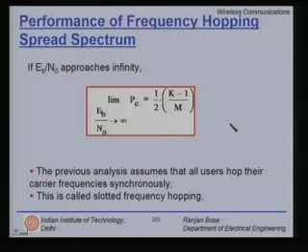The previous analysis assumes that all users hop their carrier frequencies synchronously. This is called slotted frequency hopping. All of them are changing from one subband to another subband at the same time. During the course of changing, they may end up using the same slot, and that's when they interfere. That is the probability of a hit.